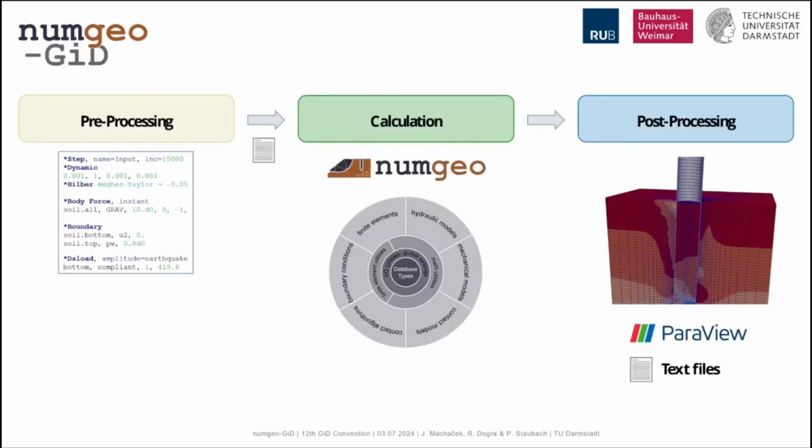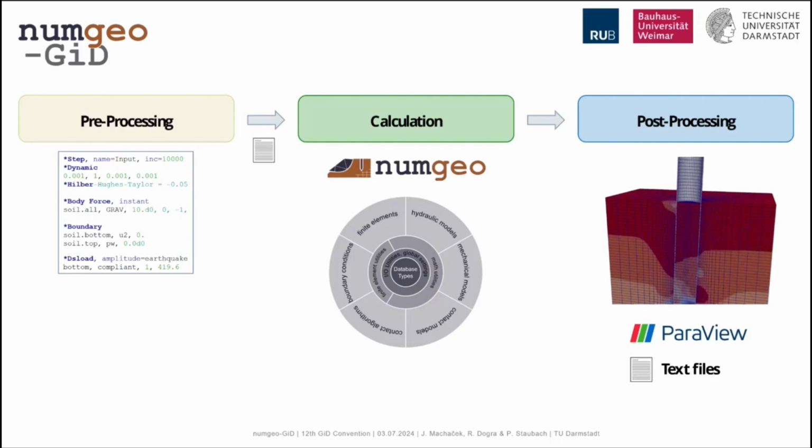Performing a finite element simulation with the code Numgeo includes the 3 stages that are very common in finite element modeling. The first stage is the pre-processing, then the calculation, and then the post-processing. During the preprocessing, the finite element model is created, including creation of nodes, finite elements, defining material properties, and assigning boundary conditions and initial conditions.